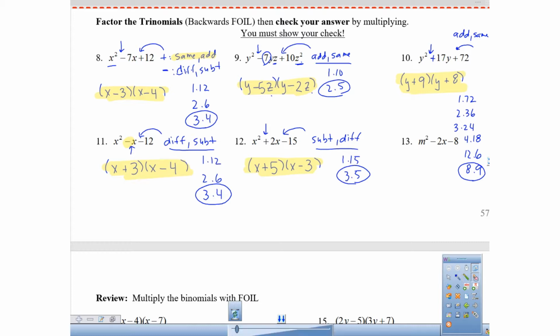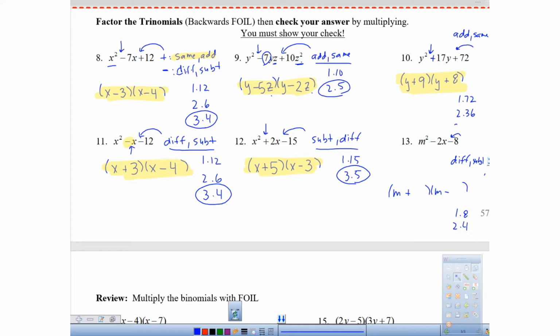Okay, question 13. Look at the sign in front of the 8. It's a negative. So that tells you that the signs are different and you are subtracting. Pairs of numbers that give you m squared, m and m. Signs are different. One's a plus, one's a minus. What two numbers multiply to give you 8? 1 and 8 and 2 and 4. I'm trying to subtract to get a 2. So it's 2 and 4. Where do you put them? The biggest takes that sign. So the 4 is the negative, the 2 is a positive, and that's it.